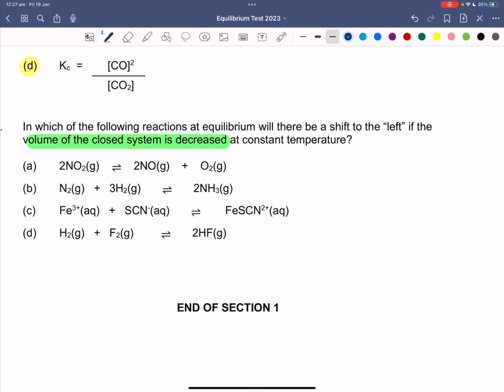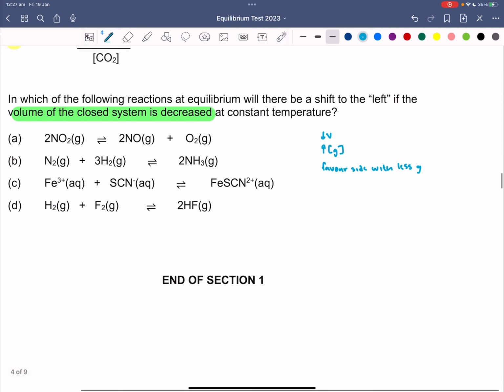So if we decrease the volume of the system, it means that there is an increase in the concentration of all gaseous species. If there is an increase in the concentration of gaseous species, that means, as per LCP, we will favor the side with less gas, to decrease the concentration of gaseous species, as per LCP.